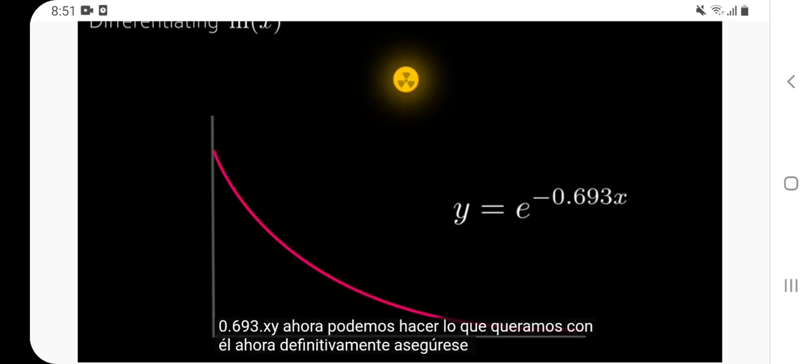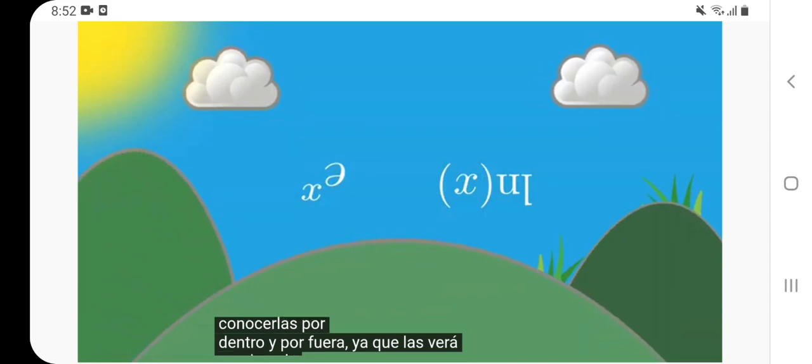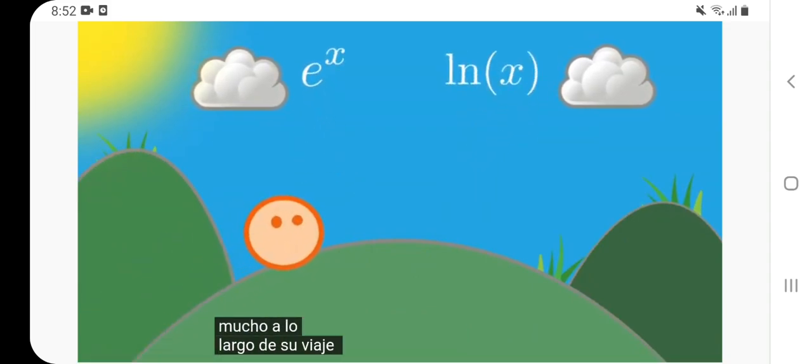Now definitely make sure you get used to these functions and know them inside and out, as you will see them a lot throughout your mathematical journey.